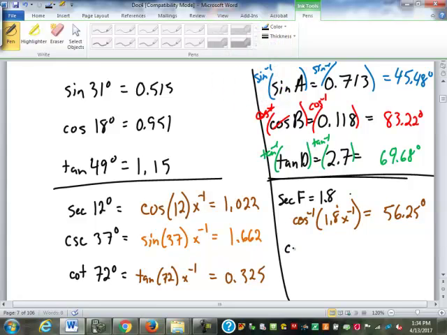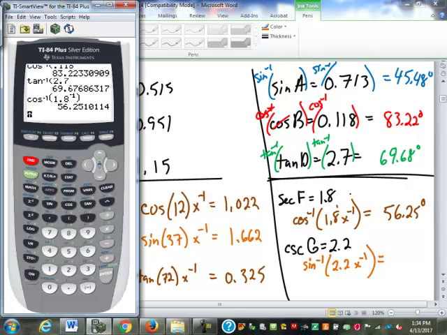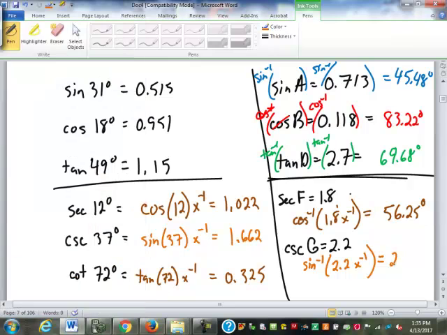If I tell you that the cosecant of angle G is 2.2, what trig function goes with the cosecant? Sine. So it's sine negative 1, 2.2, put the reciprocal inside the parentheses, then close it. So it's second sine 2.2, reciprocal, then close the parentheses. 27.04.